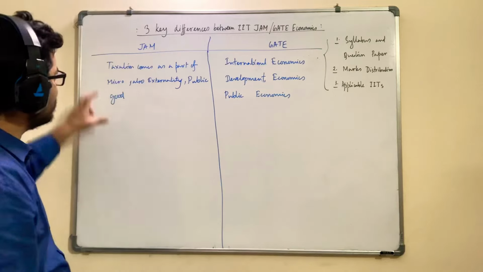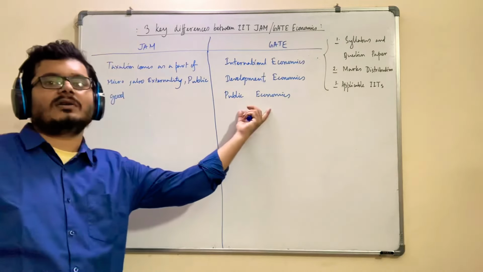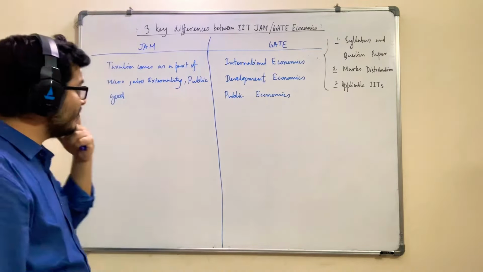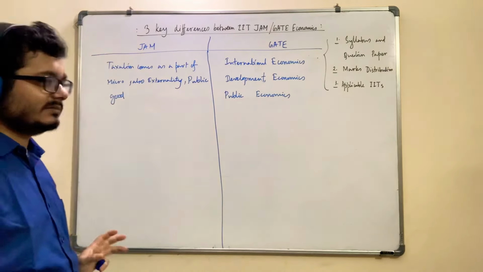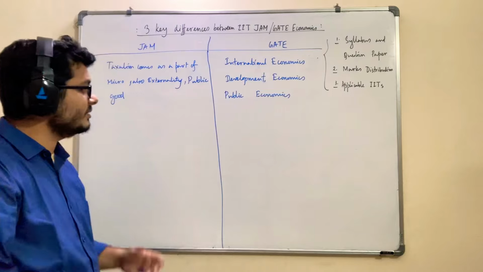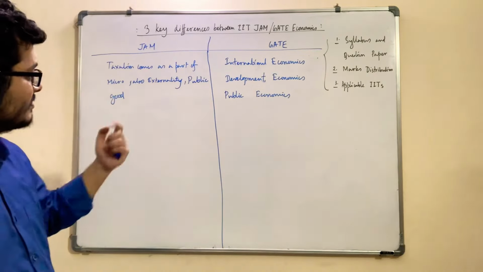So they come as a part of micro, not as a part of public economy. So if you pick up a good micro book, whatever you get on externality, public good and taxation is good for JAM. Also, you can now imagine that the question asked will be very different.